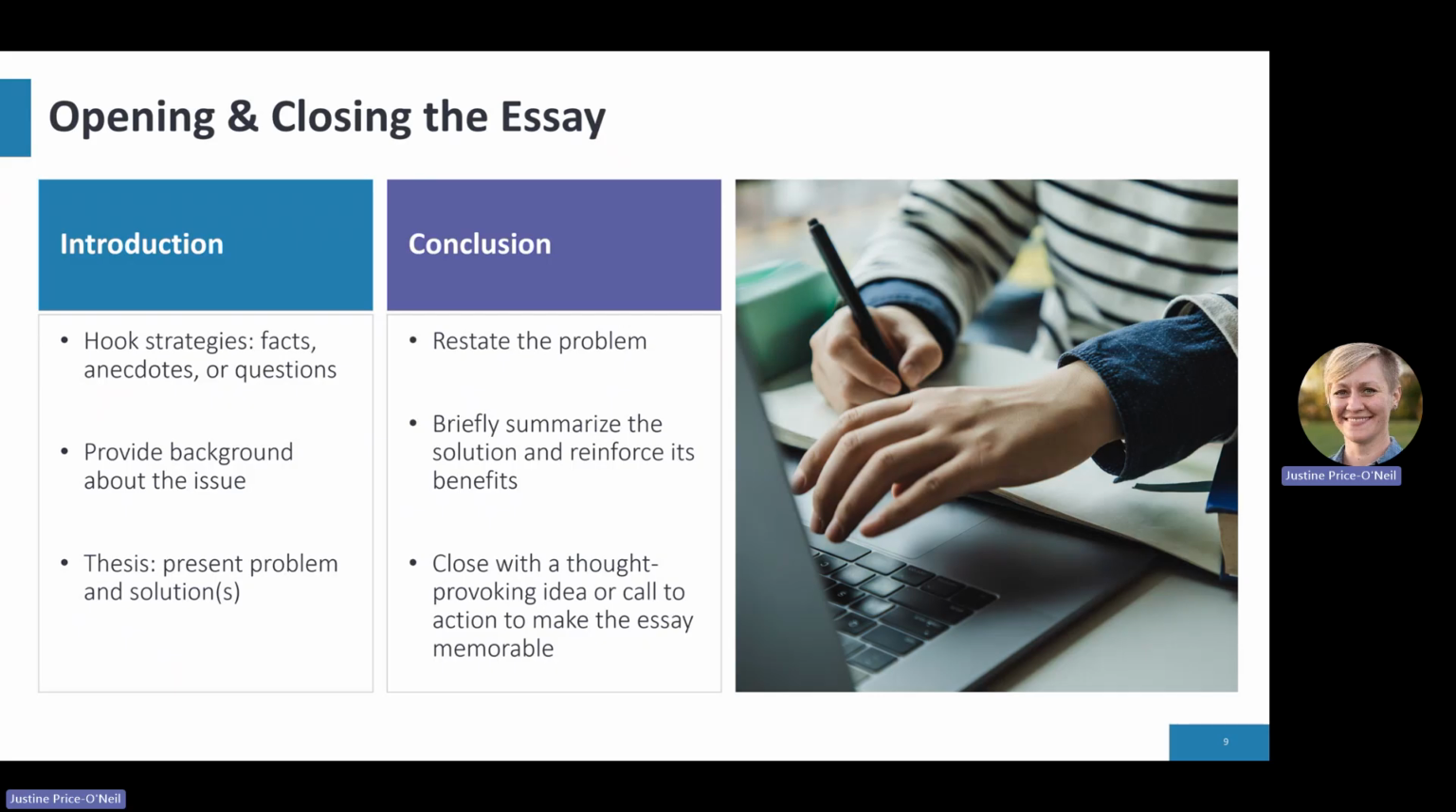Finally, you'll close with a thought-provoking idea, or maybe a call to action is good for this type of essay. You want to end in a powerful way and give your reader a good final thought to keep in mind as they finish your essay.